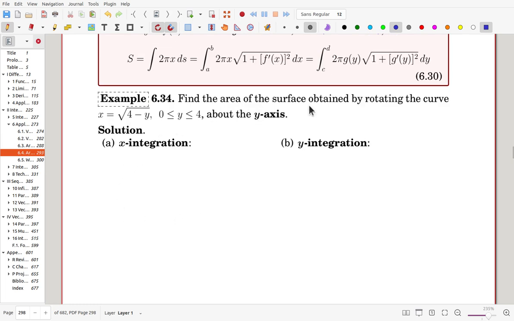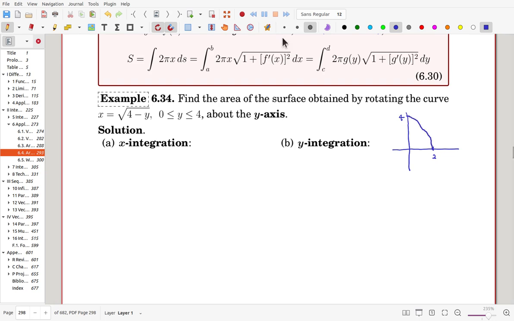Find the area of the surface obtained by rotating the curve x equals the square root of 4 minus y, where y moves from 0 to 4, about the y-axis. Okay, let's try to visualize it here. If y is 0, then the length is 2 here. And if y is 4, then the value is 0, so it is given this way.